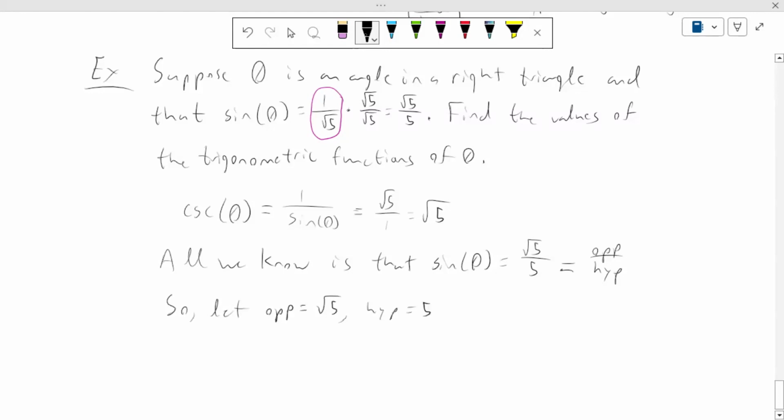So I'm going to draw a right triangle now. I don't care if it's accurate or to scale. I'm going to put an angle theta in it, and say that the opposite side is of length square root of 5, and the hypotenuse is of length 5. And there we have it. There's a triangle where if I take sine of theta, I get square root of 5 divided by 5. So this triangle is representative of the equation sine of theta equals square root of 5 over 5.